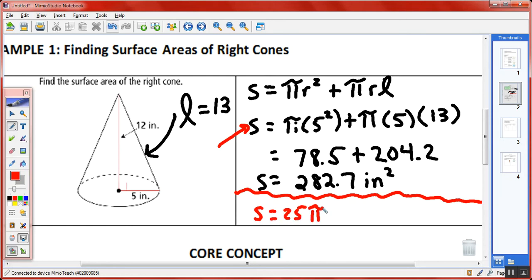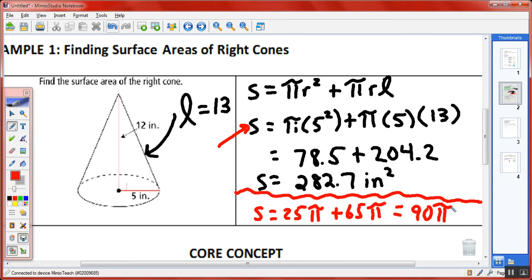What's 5 times 13 over here? 65. Guys, if you have 25 pi and 65 pi, doesn't that add up to equal 90 times pi? Another way to leave that answer would be 90 pi. And check it. Somebody take 90 times pi for me and tell me if we're close to that 282.7 mark for area.